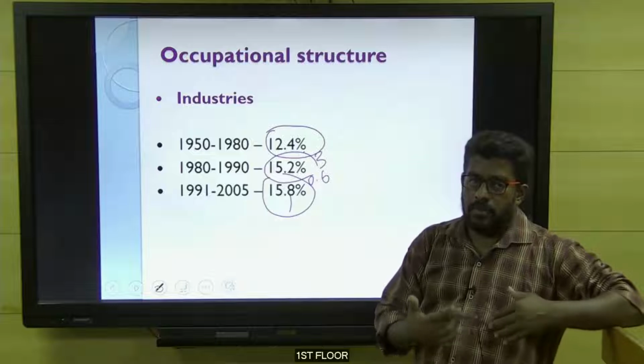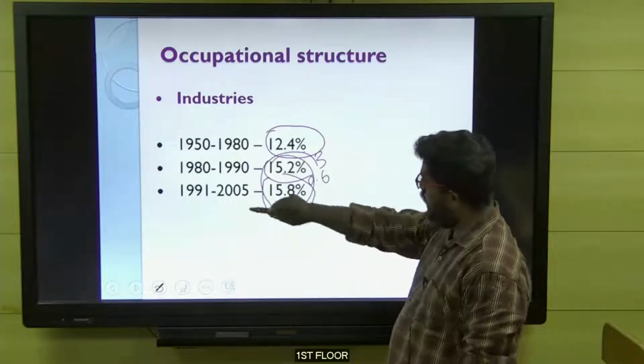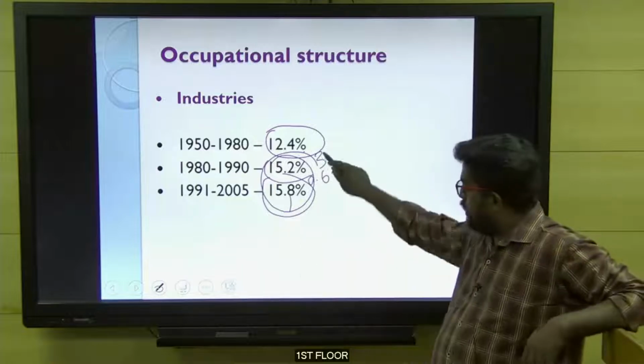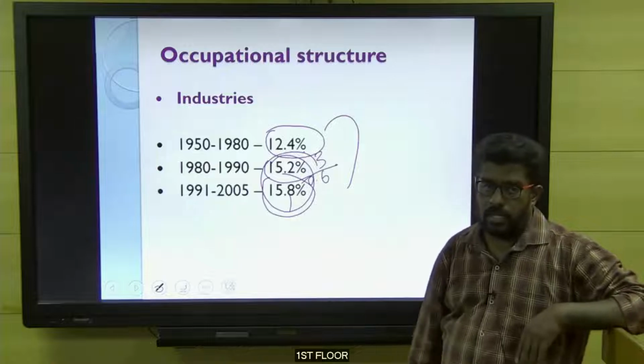That's because of the multiple efforts taken by the government. So here it got stagnated at the level of 15.2%. What are the reasons why manufacturing got stagnated? Why is there no improvement in the manufacturing contribution? That we are going to learn now.